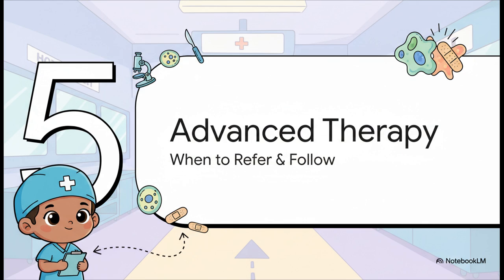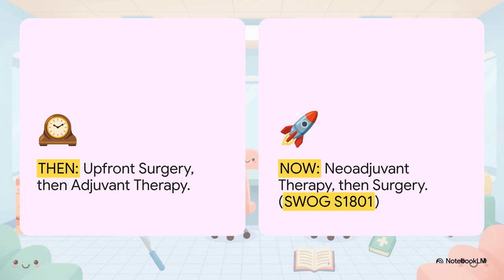We have to know when to refer for advanced therapies and exactly how to follow these patients for the long haul. So what happens if the patient presents with nodes you can actually feel, clinically palpable stage 3 disease? Well, the old way was to rush to the OR, take out all the nodes, and then give therapy afterward. But the recent SWOG S1801 trial just flipped this whole thing on its head. It showed that giving neoadjuvant immunotherapy, in this case pembrolizumab, before surgery significantly improved event-free survival. The new standard is immunotherapy first, then surgery.